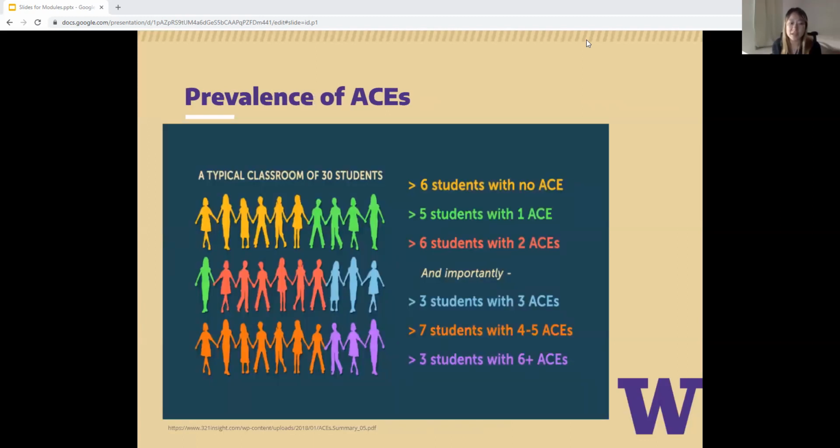As you can see in this picture, in a typical classroom of 30 students, only 6 students have no ACE. 11 students, which is 1/3 of the classroom, have 1 or 2 ACEs. Almost half, 13 students, have 3 or more ACEs. This means that 80% of students in a typical classroom experience ACEs.